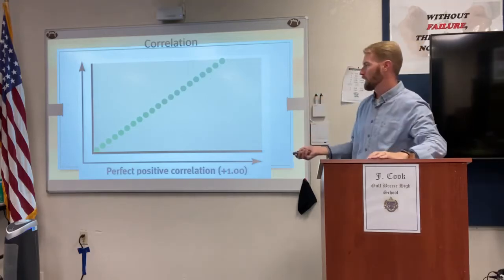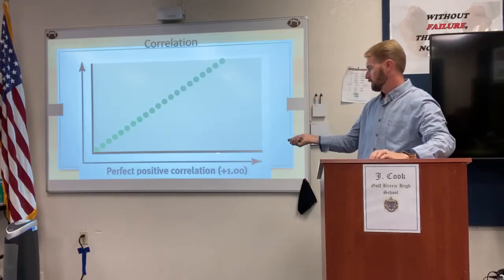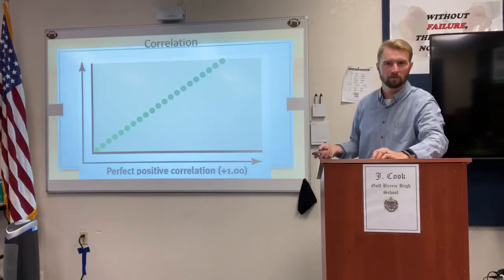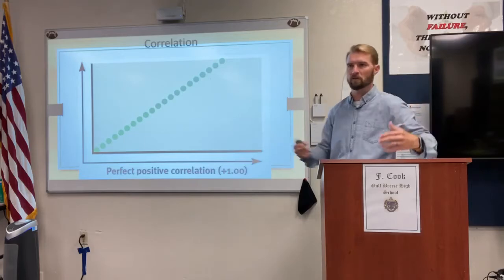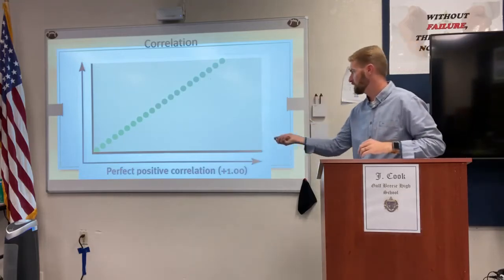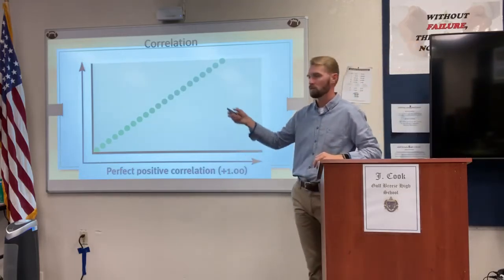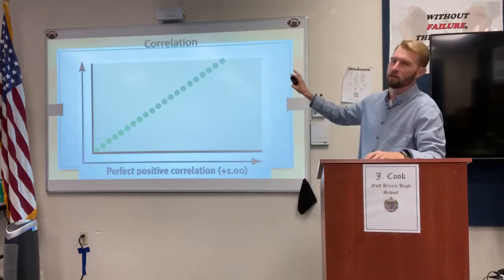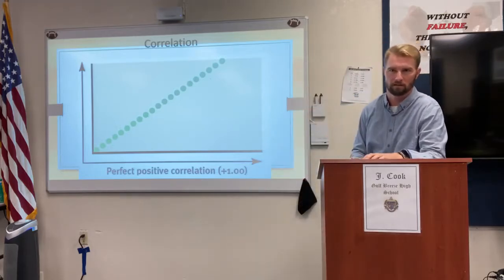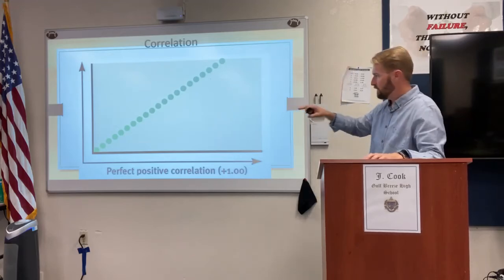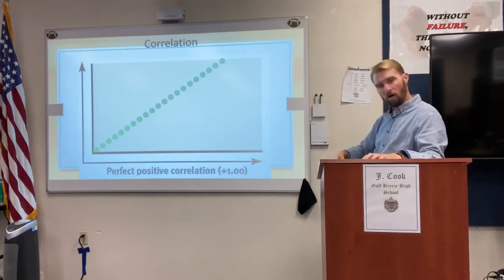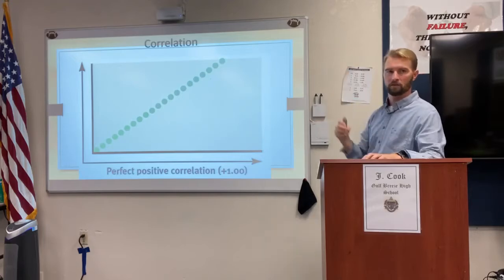So the x value might be, again, your income in tens of thousands of US dollars. Your y value might be your happiness score. This might be your height in inches, and this might be your temperament score. So a perfect correlation is almost never going to happen on a test. But that's a positive correlation. As the x value increases, the y value increases.